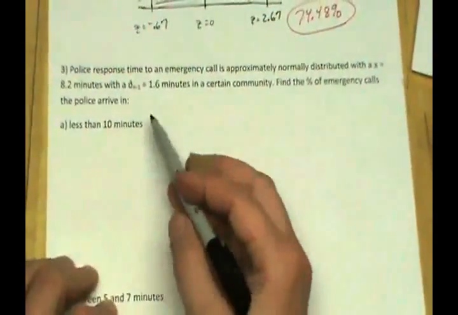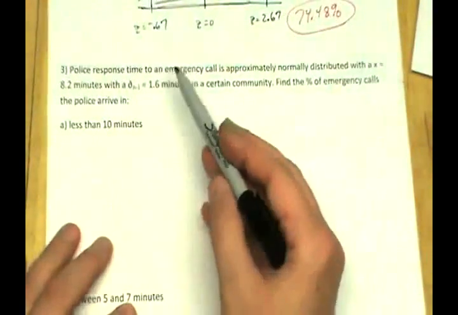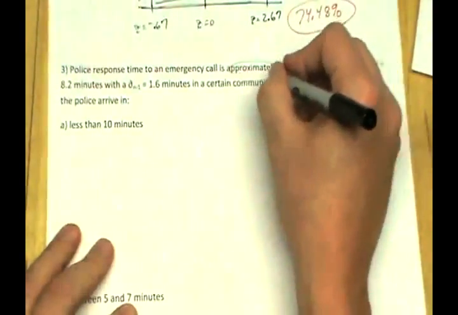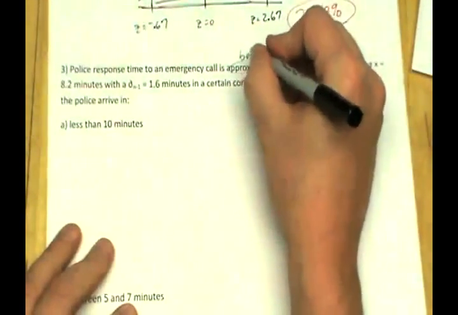Okay, so police response time to an emergency call is approximately normally distributed. Again, those 3 words mean bell-shaped curve.